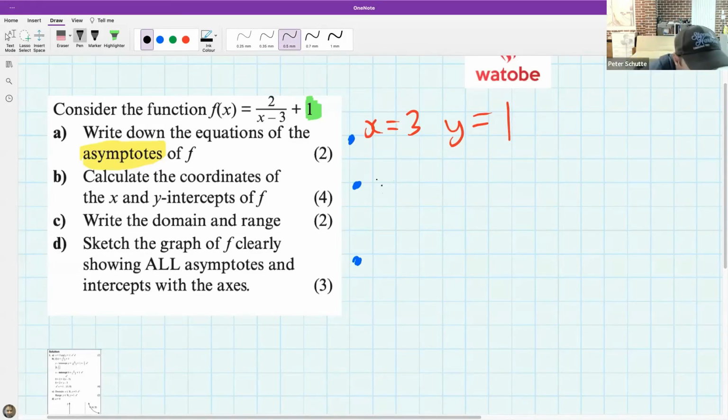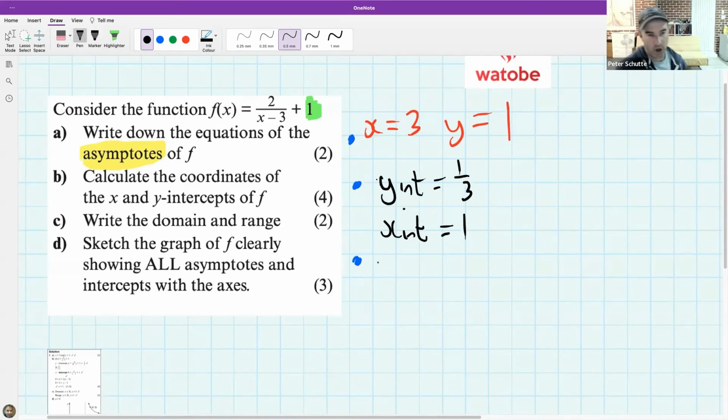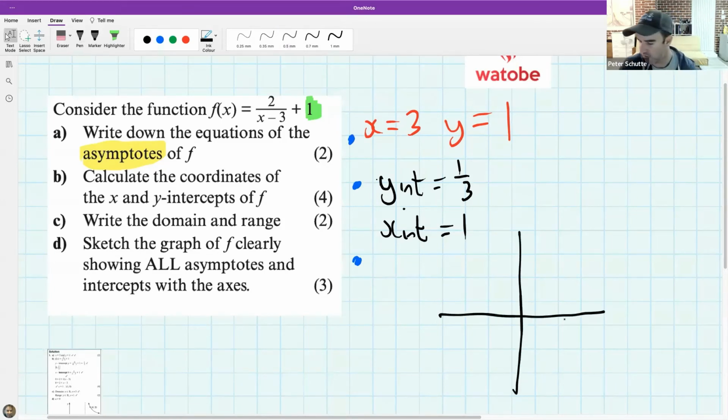So the y-intercept should be a third and the x-intercept should be 1. Now, if you haven't got that, I'll show you corrections in a moment, but I want everyone to try and draw the graph of this hyperbola using that information. So that's why I'm giving you that information now.